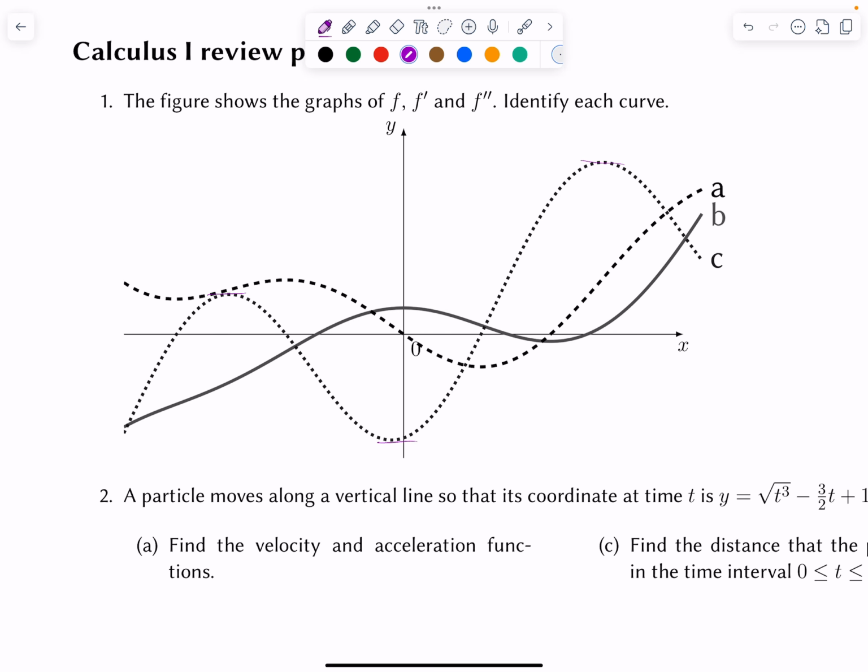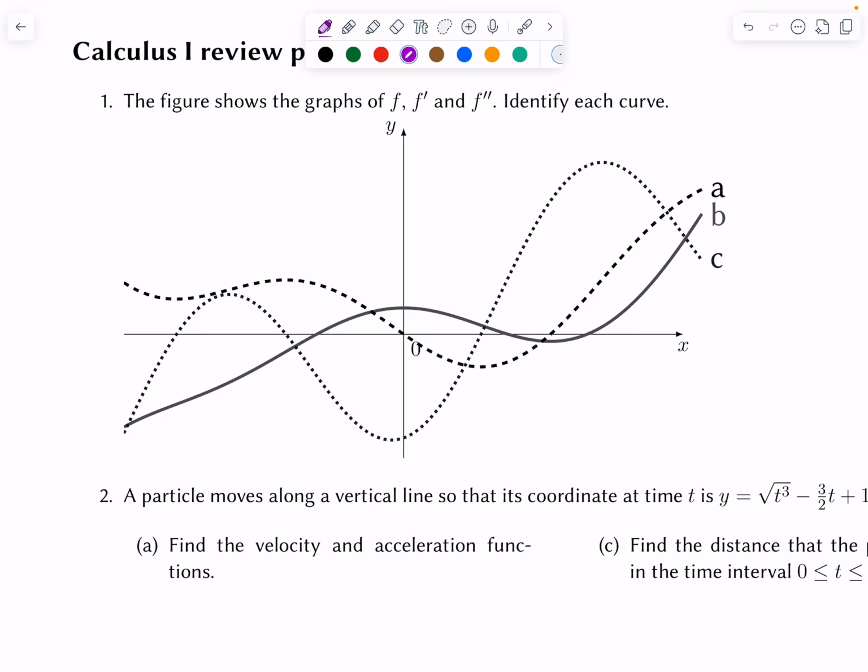So here, and here, which none of the other functions do. So that's probably going to be the second derivative. But let's work our way through this. So let's look at the dashed line.